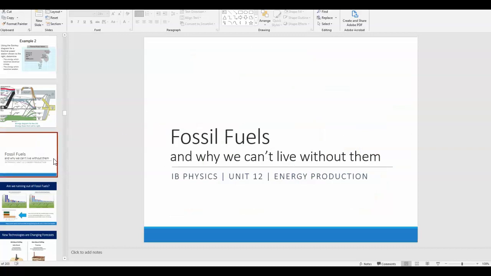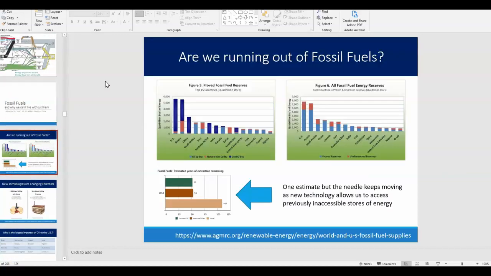Fossil fuels, and why we can't live without them. Fossil fuels are a non-renewable energy source, in the sense that the rate at which we are using them is greater than the rate at which they're being produced. Over time, people have been really worried about running out of fossil fuels, especially over the last 100 years. But what always seems to happen is that new technology will be developed, which gives us more access to the fossil fuels inside the Earth.